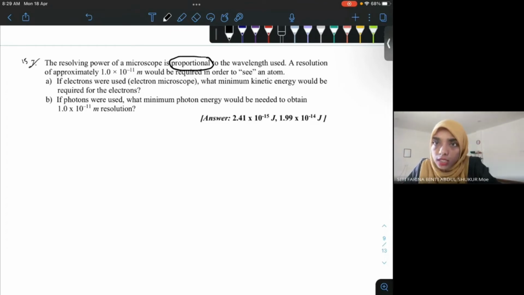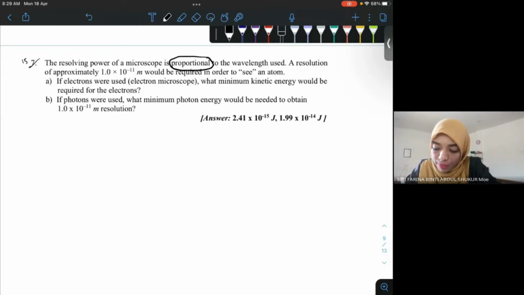Okay, the shorter the wavelength, maksudnya lagi kecil kamu punya wavelength, you are going to get a greater resolving power. Maksud resolving power dekat sini adalah you will be able to see the detail of whatever kita nak tengok dekat microscope tu dengan lebih jelas. Okay, so they are actually inversely proportional.